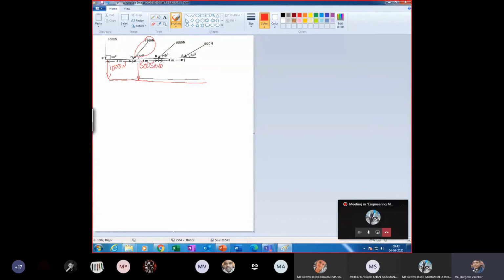Sine 60. What about this force? For this force, can I write 1000 sin 45? Okay. Next, what about this force? Same, sir. 500 sin 30. I hope there is no doubt. See, this one is your inclined force. Now I have resolved in the vertical component. Now what I have to do? I have to resolve at the same time in horizontal component also. So what can I write? 1500 cos 60 can I write?